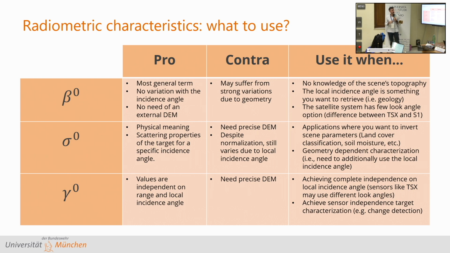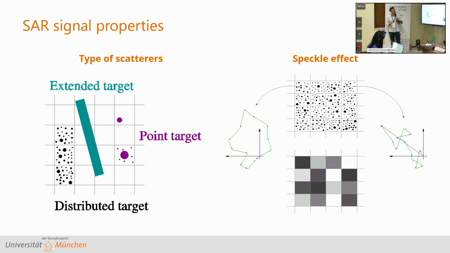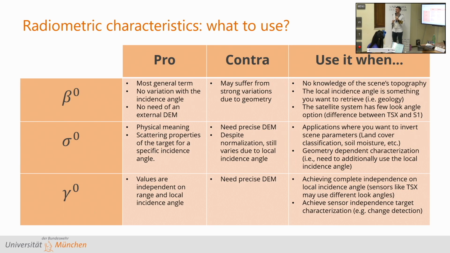The last one, as I said, is the most general one and the one that is supposed to be most independent of the geometry. And of course, what is nice here is that if we want to compare between different sensors or different geometries, this is the one that allows you to get the most independence from the geometry. So sensor independent target characterization, mainly this. So different sensors could also be combined better with the gamma. Is there any question about this table?